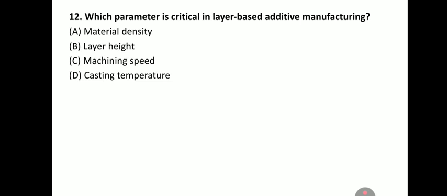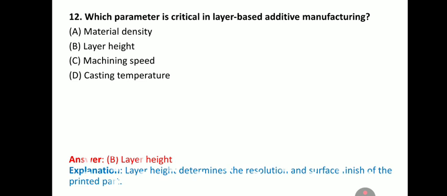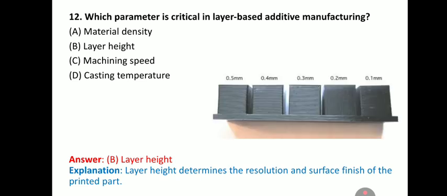Next question, which parameter is critical in layer based additive manufacturing? The answer is layer height. Layer height is very critical. So here you can see these 5 different components, they are deposited with different layer heights, and you can observe the surface finish. Here the layer height is 0.5 mm, where you can see clearly the various layers, whereas here we have kept the layer height as 0.1 mm and it has a smooth surface finish. So layer height is a critical parameter in the additive manufacturing process.